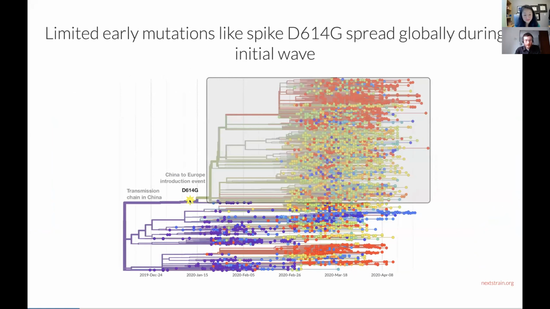So this happened early on in the epidemic within China, and it was the thing that basically seeded the majority of the European outbreak, and then spread from there. Pretty rapidly, by summer 2020, almost all global viruses descended from this single mutation. And after this point, there wasn't a lot going on.